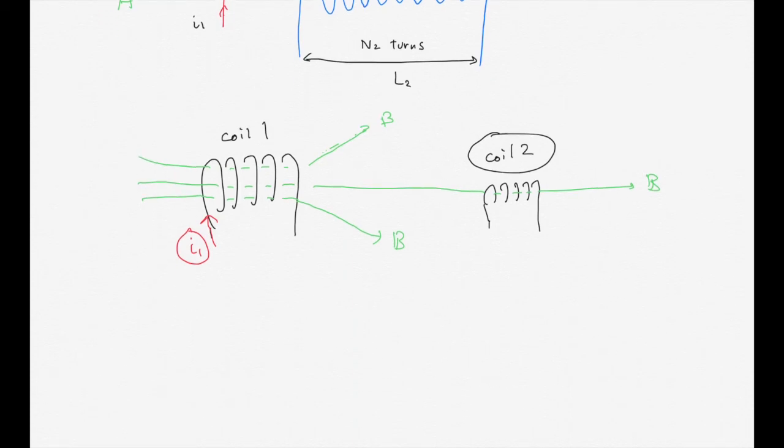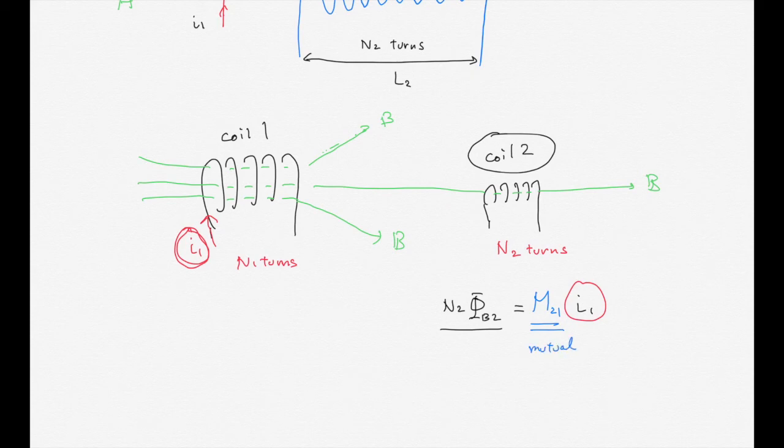So this means the number of turns is n sub 2 turns for coil 2, and this is n sub 1 turns for coil 1. Then coil 2, n sub 2 turns times the magnetic flux, is proportional to I sub 1. I sub 1 is coming from the current flowing in coil 1. And the proportional constant is expressed as M sub 2 1. So this is the definition of the mutual inductance.